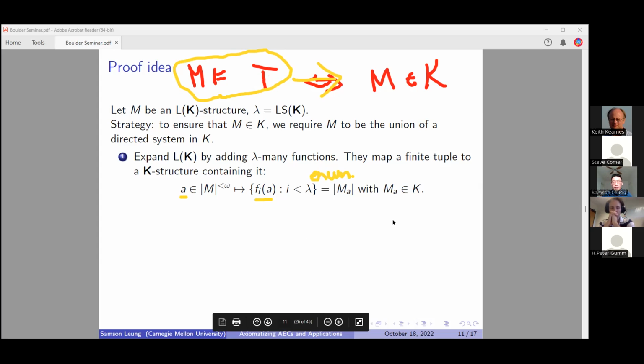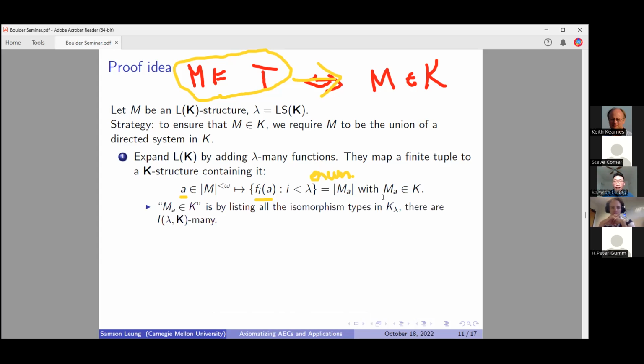So this part is not too difficult. Okay, just say, given an element or a tuple, I can close it to a model, and that model contains A. So how do I actually write down as an axiom or a sentence that this M_A is in K, because we don't have set theory, we don't have this set membership symbol?